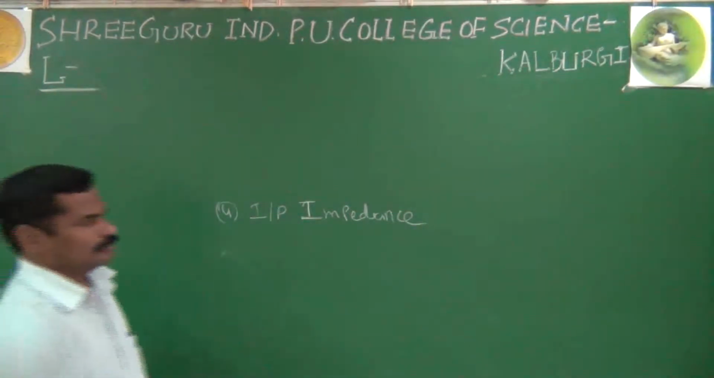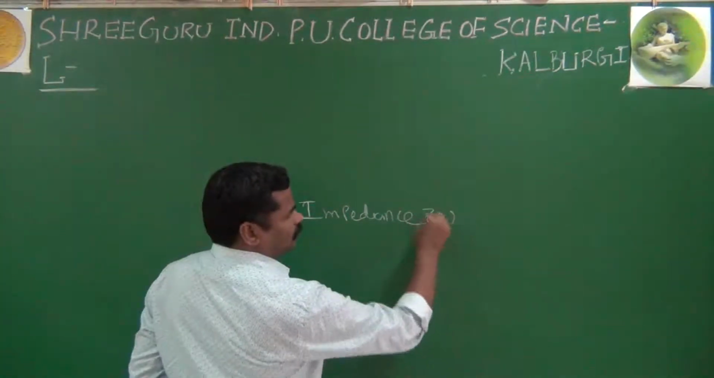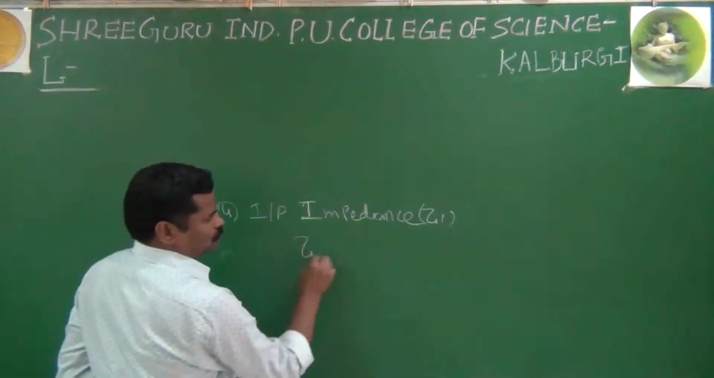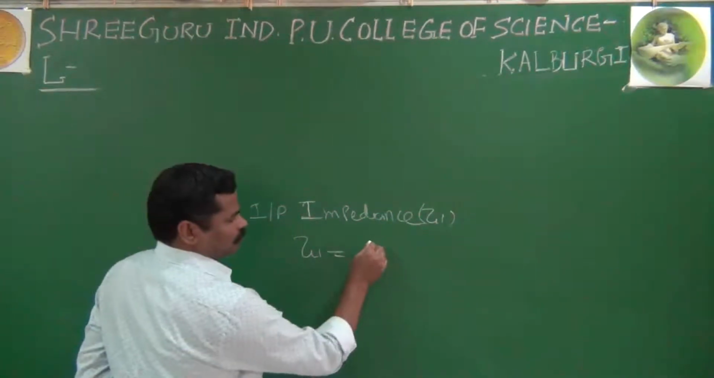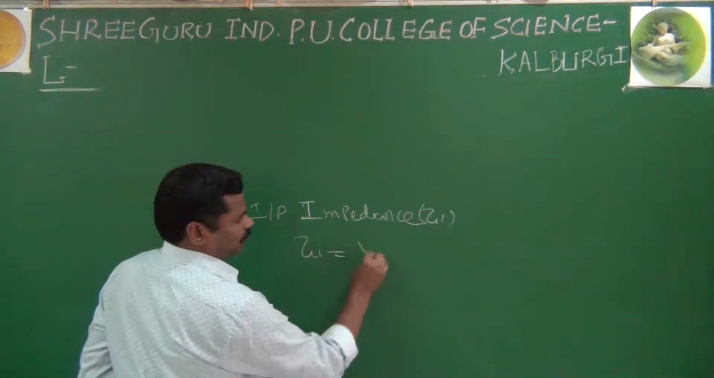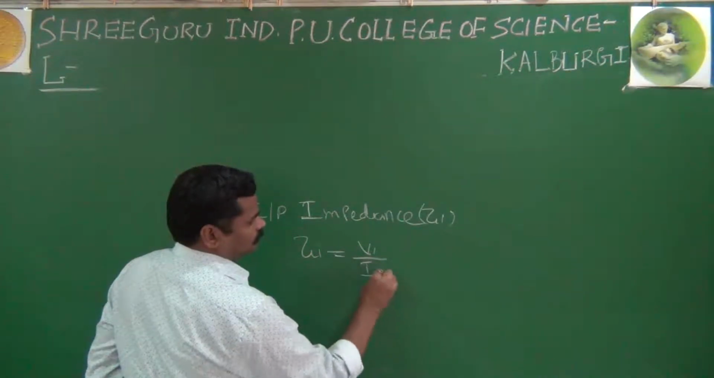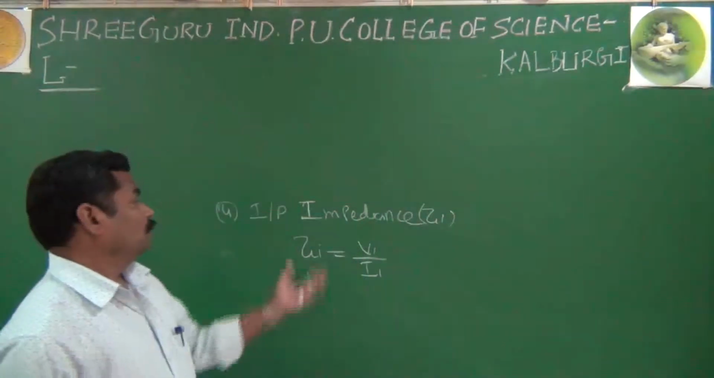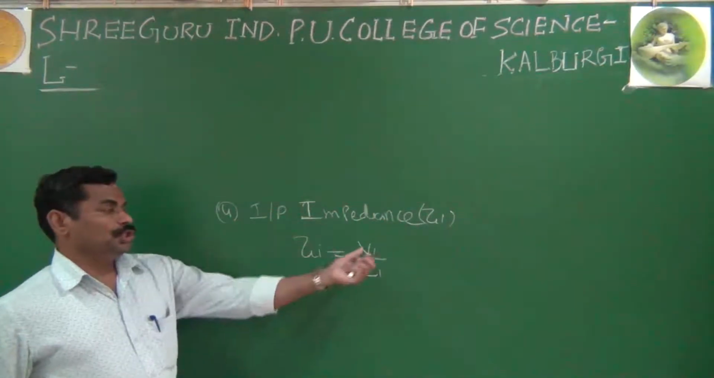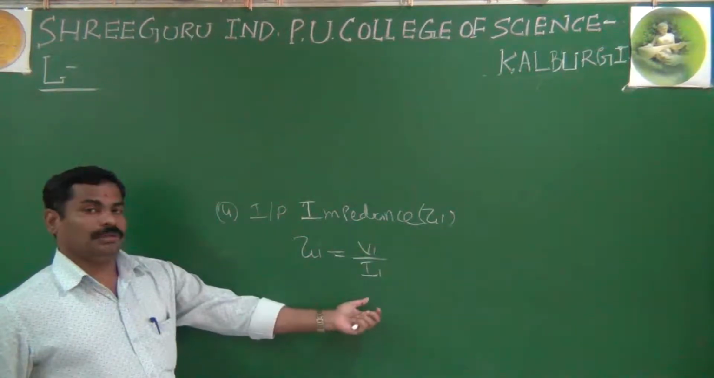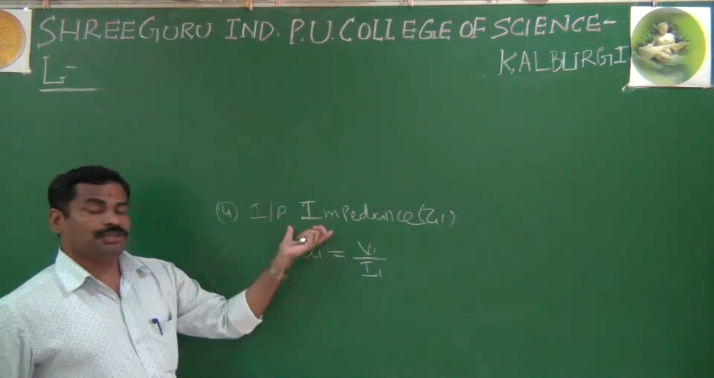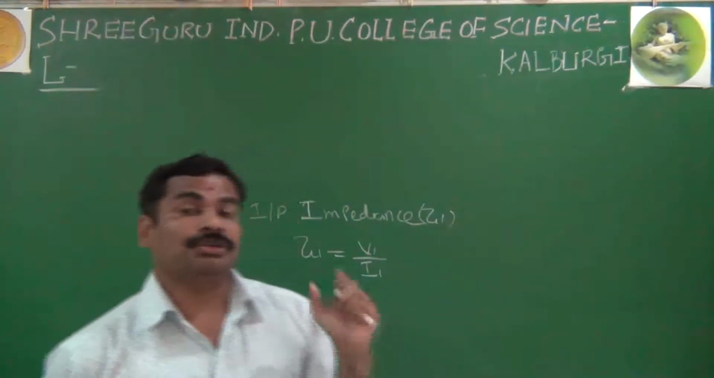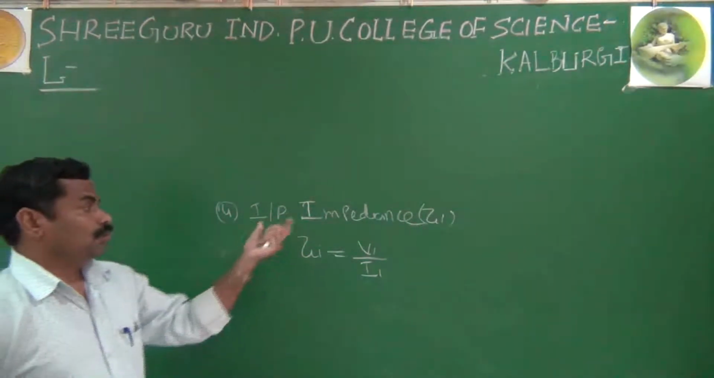It is also called ZI. And how can we measure the input impedance? ZI is the ratio, as we know from Ohm's law, of VI to II, the input voltage to the input current. The input impedance is the ratio of the input voltage to the input current. In another way, the input impedance is the total opposition offered by the amplifier to the input circuit.